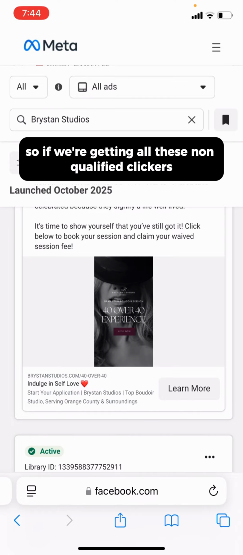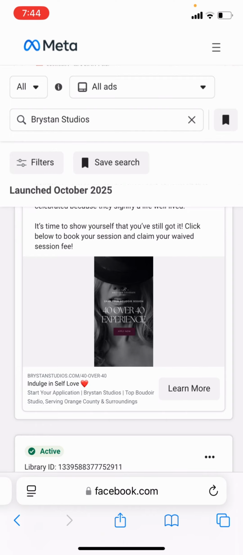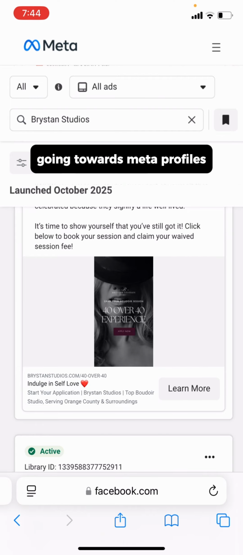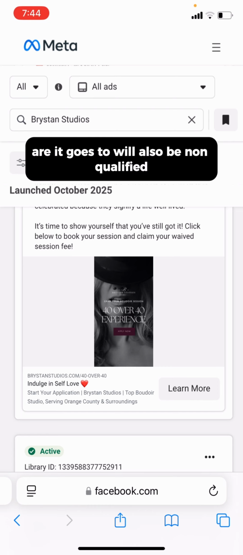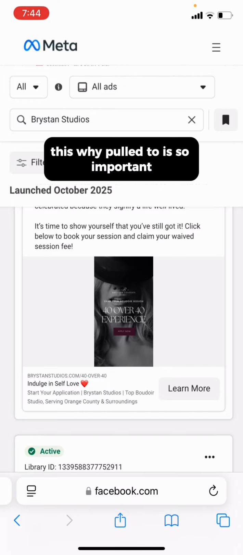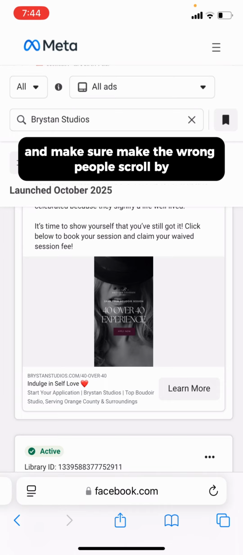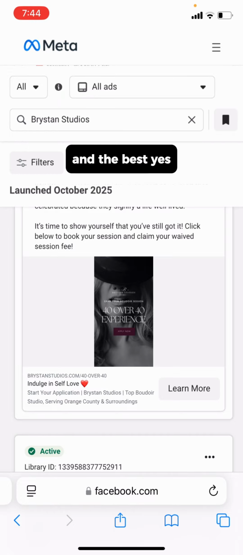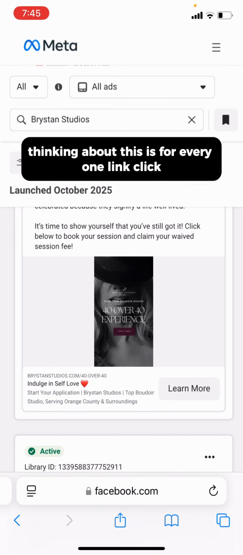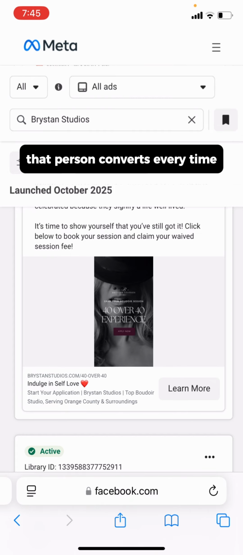So if we're getting all these non-qualified clickers in pool 2, we're biasing the meta ad algorithm going towards meta profiles that have these similar data points of the non-qualified peeps. So the next peeps our ad goes to will also be non-qualified. This is why pool 2 is so important. It's so important to pull in the right people and make the wrong people scroll by. And the best, thinking about this, is for every one link click, that person converts every time. So then pool 1 and pool 2 are exactly equal. That is the best.